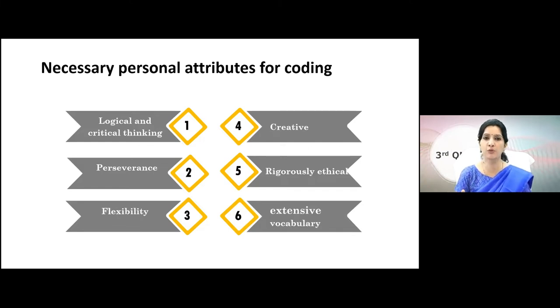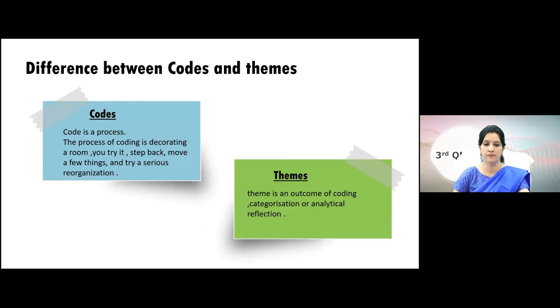Many a time you will have to look for the thesaurus, for the synonym, while you are doing the coding process to refine your language. So even if you don't have an extensive vocabulary, you can take the help of the dictionary to develop one. So these are the six attributes. They are the necessary personal attributes for the coding process.